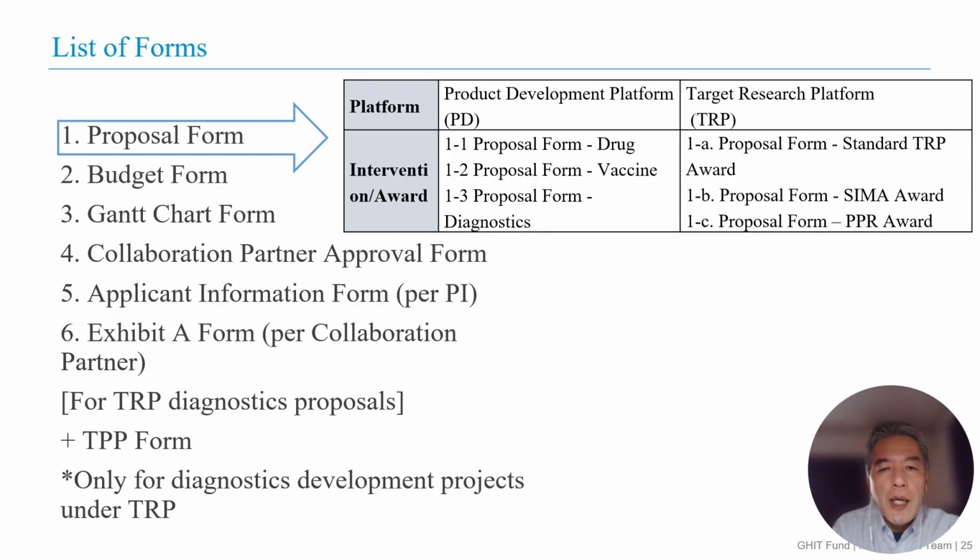Additionally, for diagnostic development projects under TRP, there is an optional but highly recommended TPP form to outline the target product profile. Other documents, such as the budget form and Gantt chart forms, are the same for all TRP and PD projects.